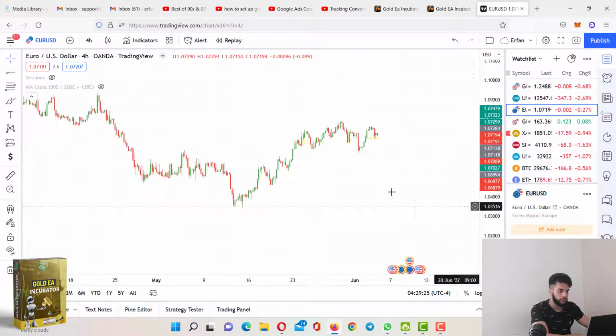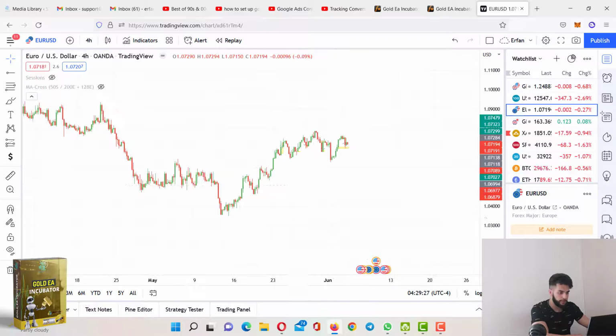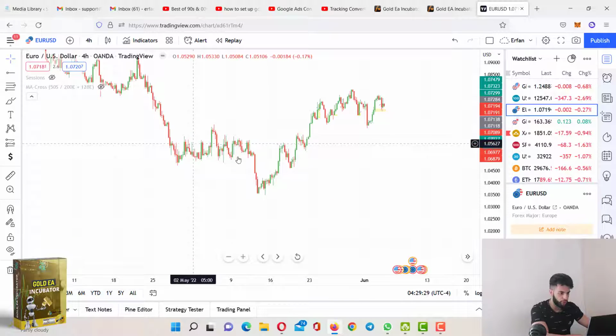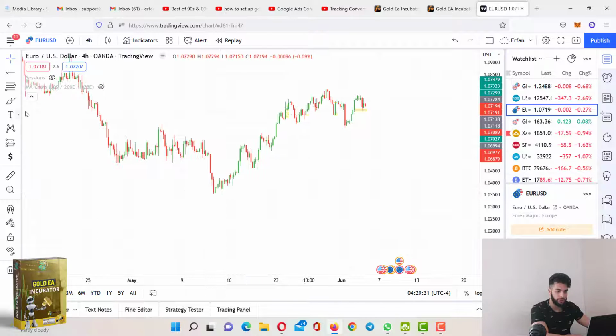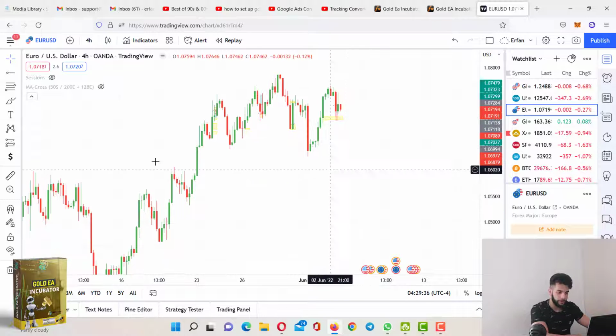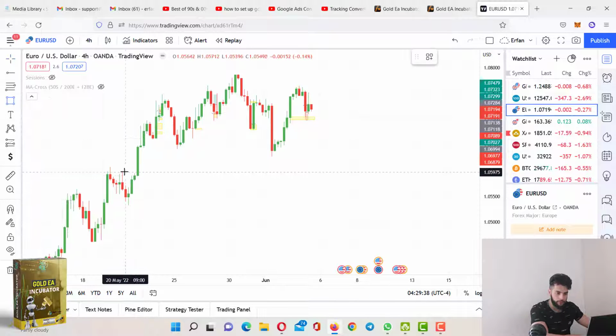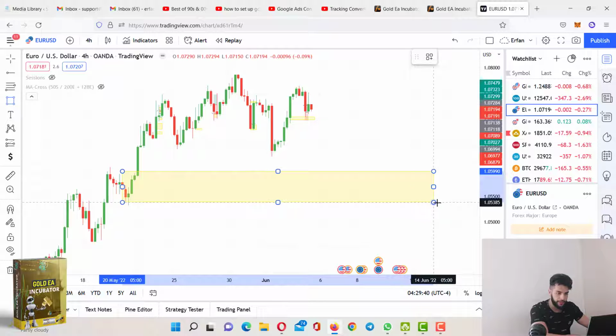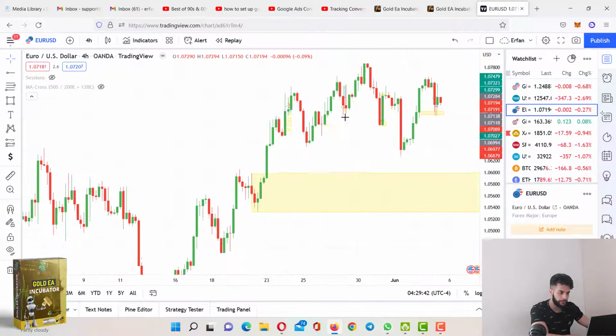So for EURUSD, guys, it's kind of similar to GBPUSD. You know, we had this bearish trend, and then here it just started creating higher highs and higher lows, and we also have this high probability demand zone right here on the 4-hour time frame. Look at this, guys. This is a clear high probability demand zone.